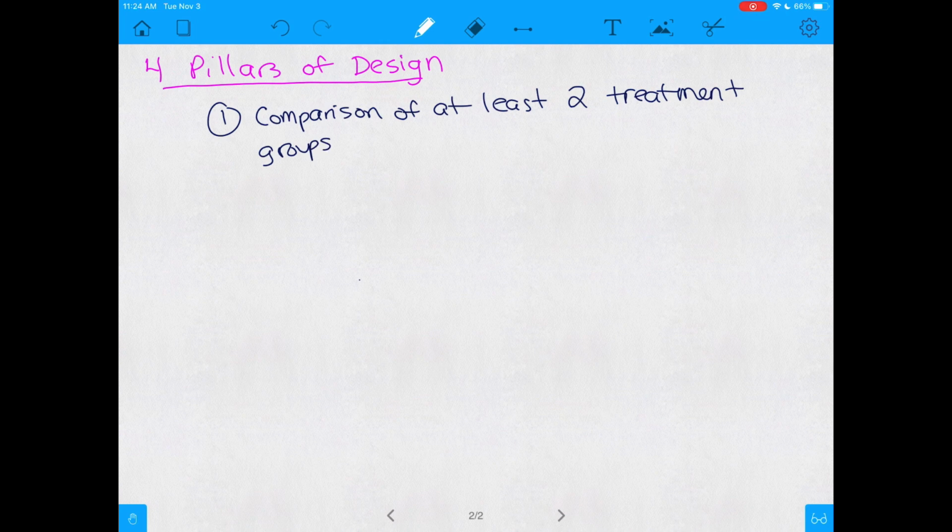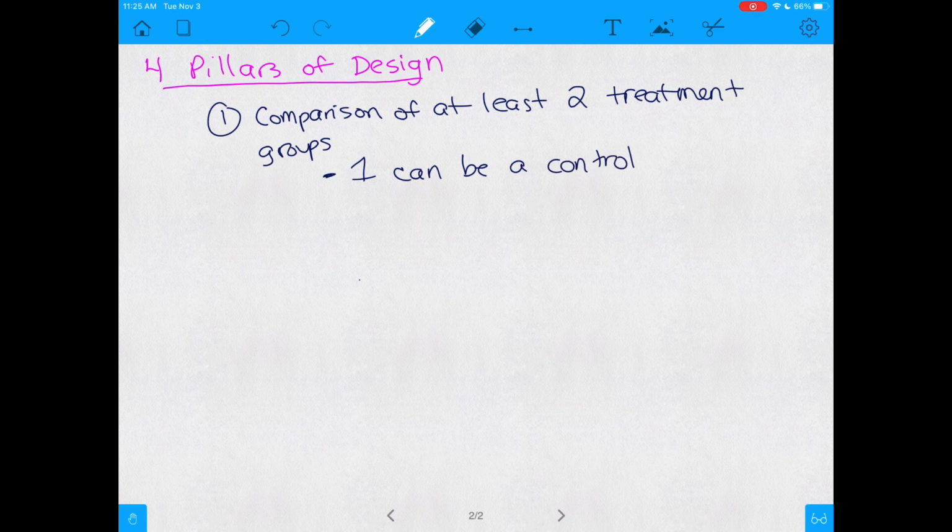Now, a treatment here is just whatever variable we're trying to manipulate. We're going to create groups of people. So for my caffeine dosages, maybe I have a treatment group that gets 100 milligrams of caffeine, a treatment group that gets 200 milligrams of caffeine, and a third treatment group that gets 300 milligrams of caffeine. Now, the other important thing here is that one of these groups can be a control group.